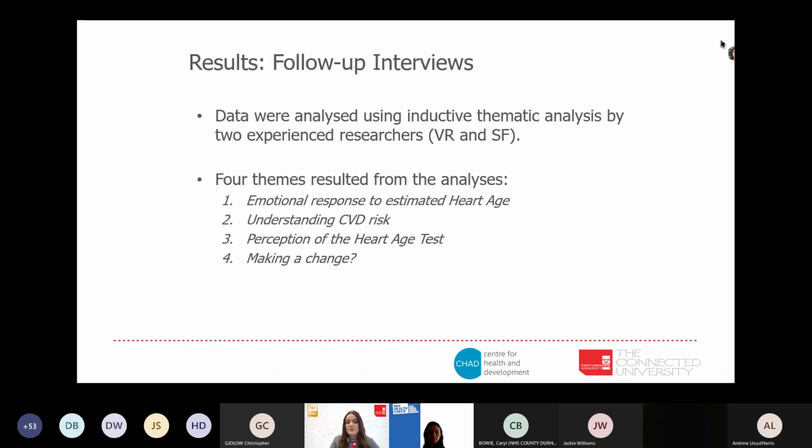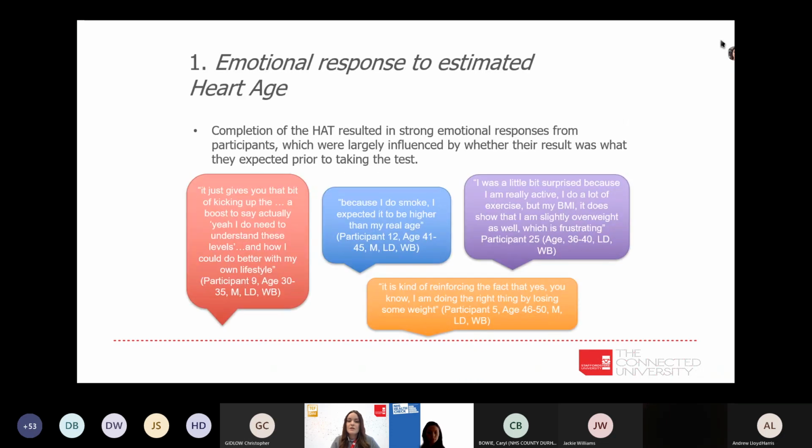Data were analysed using inductive thematic analysis by myself and another experienced researcher, and 4 themes resulted from the analyses, including the emotional response to estimated heart age, understanding CVD risk, perception of the heart age test, and making a change.